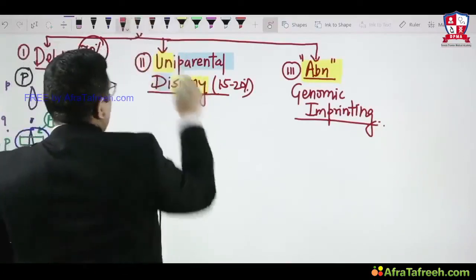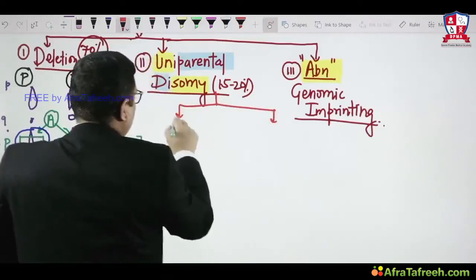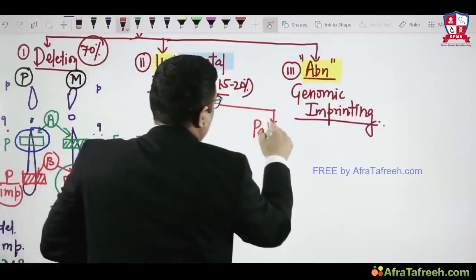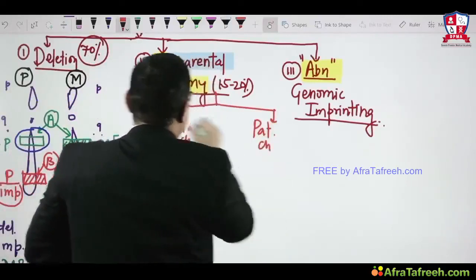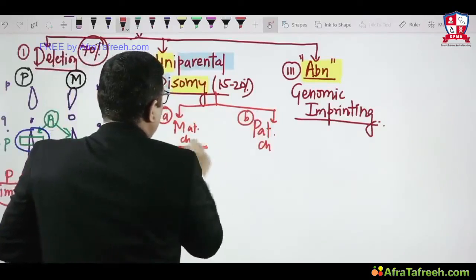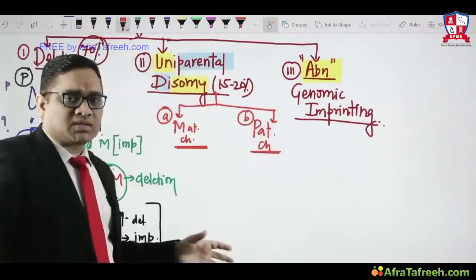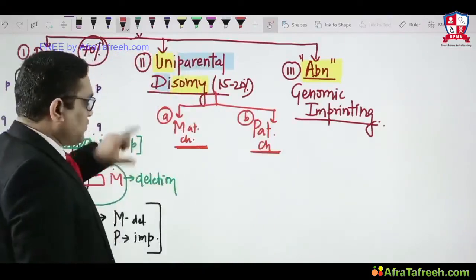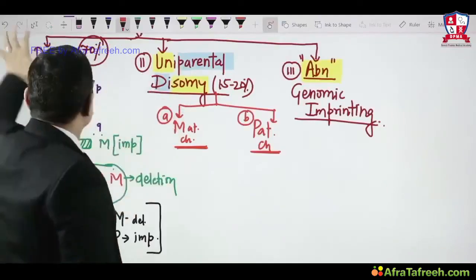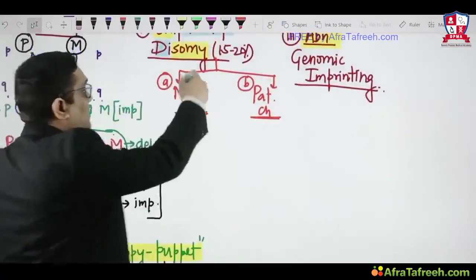Also, we can divide them into two broader categories: uniparental disomy of the maternal chromosome or of the paternal chromosome. These are two older questions in the AIIMS exam, right? This question had been asked earlier in the AIIMS exam also. So when there is maternal chromosome uniparental disomy, what does that mean? Now we will try to understand uniparental disomy of the maternal chromosome.